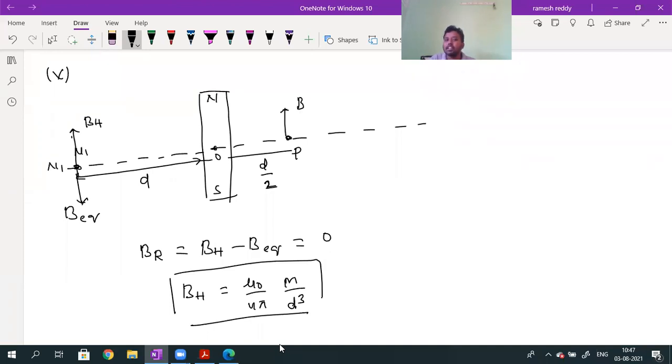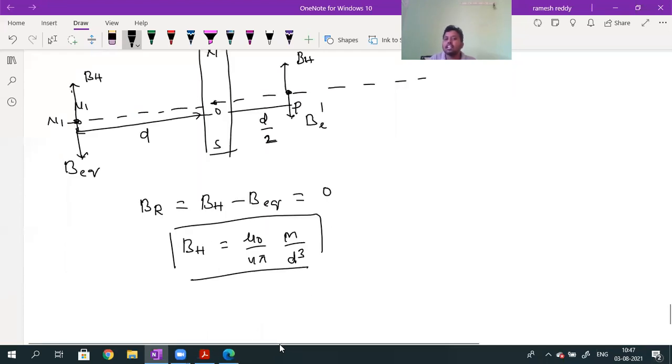The magnetic field due to the earth is given by BH, and the magnetic field due to the bar magnet is given by what? Can I call it B dash or BE dash? Here the resultants are not equal and opposite, because the BE dash value is more than the BE value. Here the distance is d, and here it is d by 2. So when you move away from the bar magnet, increasing the distance, the magnetic field value decreases.